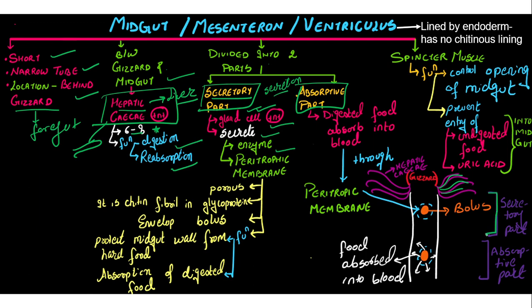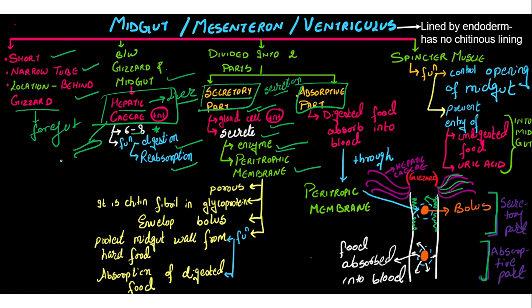The first part we call the secretory part, and the second one is the absorptive part. Here you will have glandular cells. These glandular cells are going to secrete something. What is it going to secrete? It is going to secrete enzymes, as well as one membrane, which we call the peritrophic membrane.